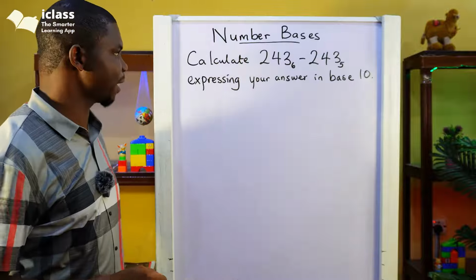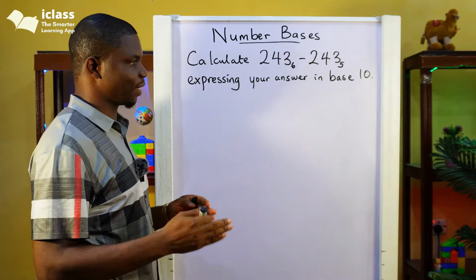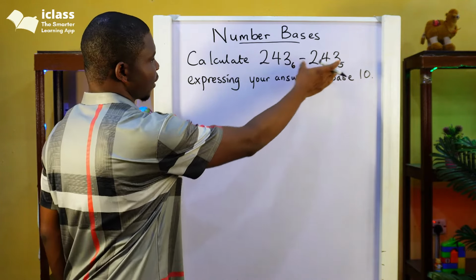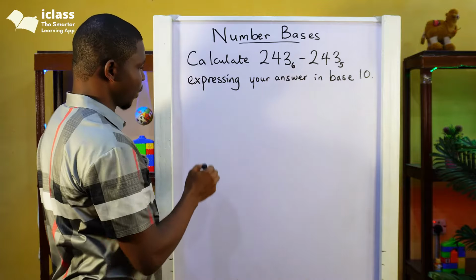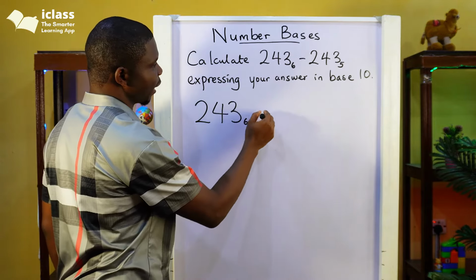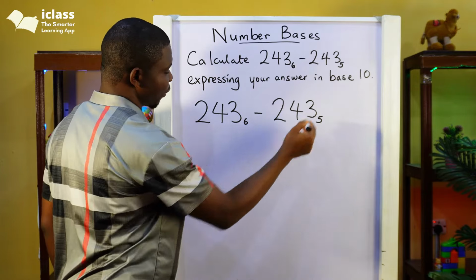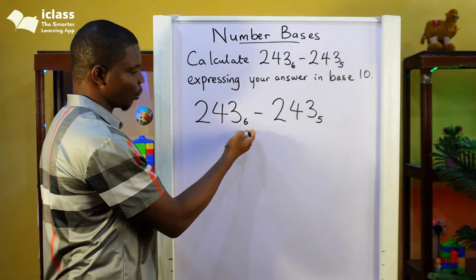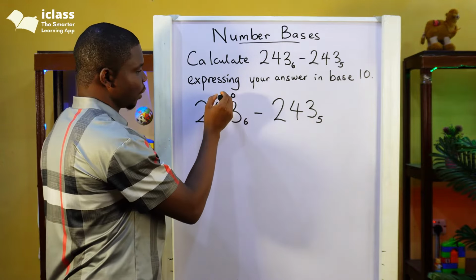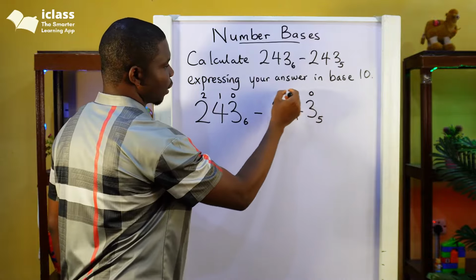Calculate 243 base 6 minus 243 base 5, expressing your answer in base 10. So what we are going to do is to convert first before subtracting. So 243 base 6 minus 243 base 5. So to express this in base 10, I'll label the digits 0, 1, 2, 0, 1, 2.